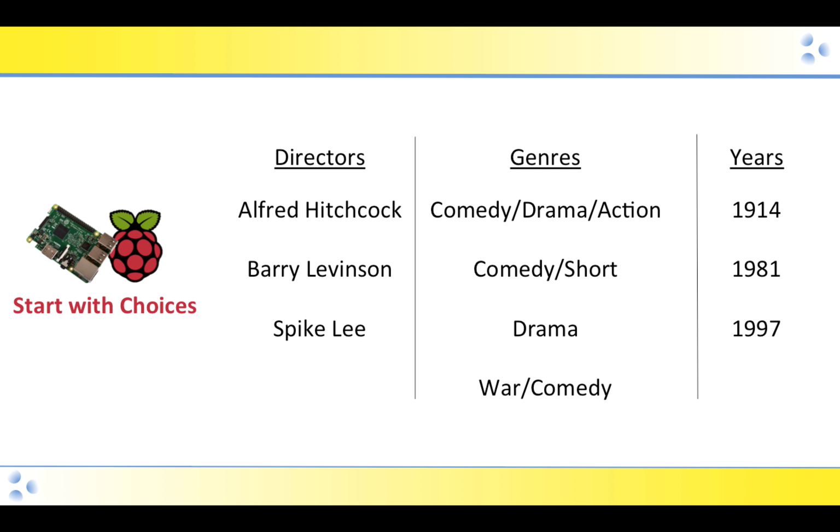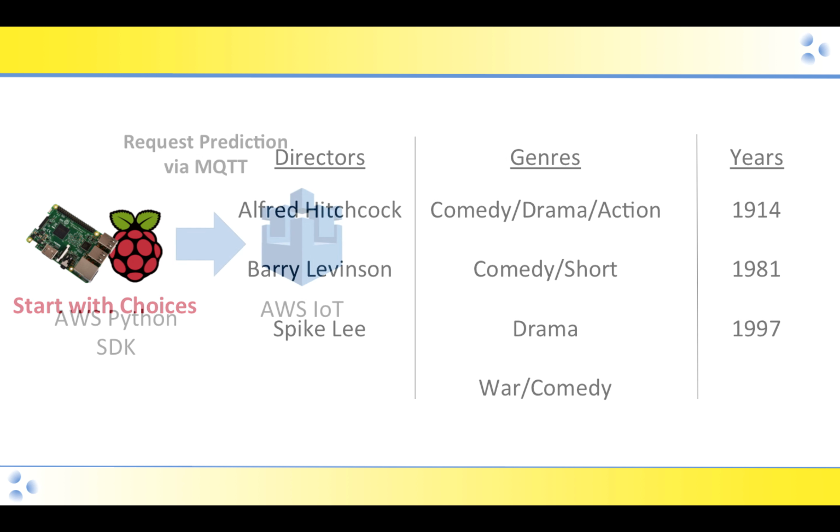And then I combined that with a choice of 3 different years. What year would we make this hypothetical film? And then 4 different sets of genre choices that are randomly chosen from all the possible genres. So this leads to a total of 36 different combinations of possible movies that we could make. So we could imagine, what if Spike Lee made a comedy short in 1914? How well would that film be received?